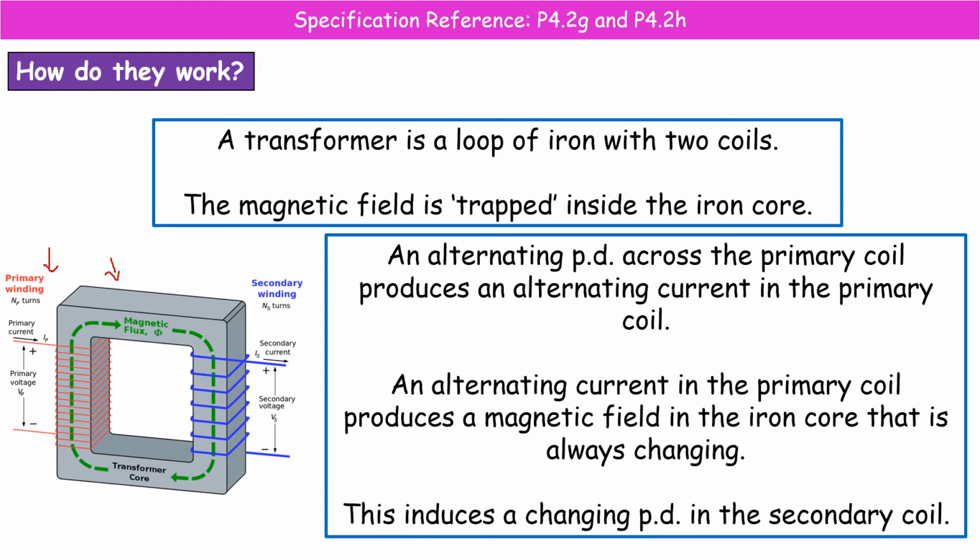As a result of that, what we find is in our secondary coil, the blue one on the right, we're going to induce a changing potential difference because that wire there is going to be cutting a different number of those magnetic field lines. Therefore, it's going to induce a potential difference. That then allows a current to flow in the secondary coil.